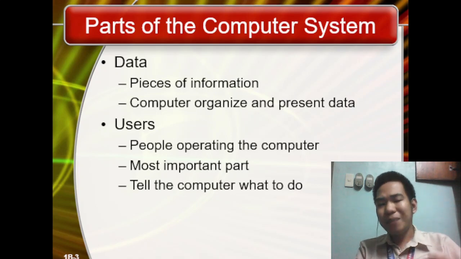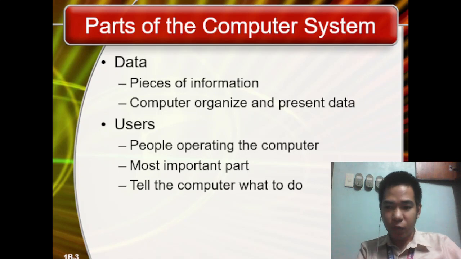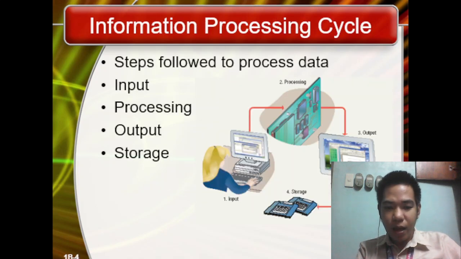So data are pieces of information. So anything that you are actually downloading over the internet, anything that you are putting on your computer is considered to be data. And of course, user, that's the user. We are the user of the computer and users. Okay. And we also have here the IPO cycle.